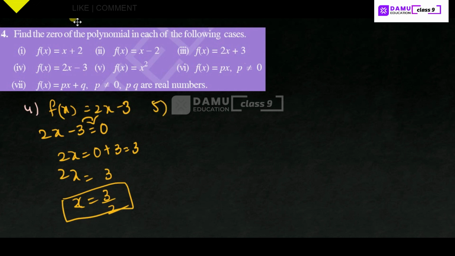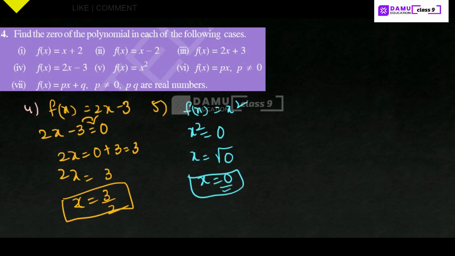Then the fifth one is f of x is equal to x square. Then x square is equal to 0. Then x is equal to the square root of 0. Whatever operation is done with 0, it is 0 only. We cannot do any operation with 0 to change it. So the x value will be 0.